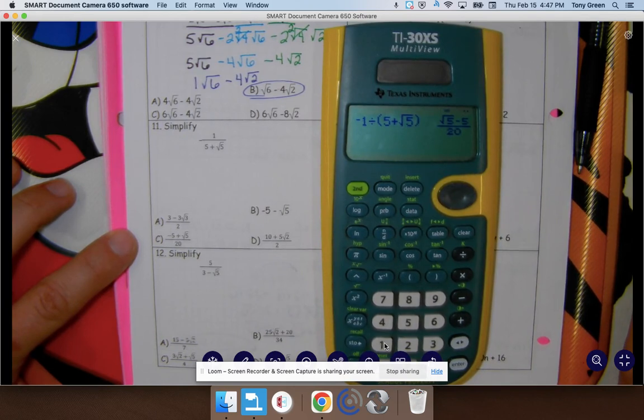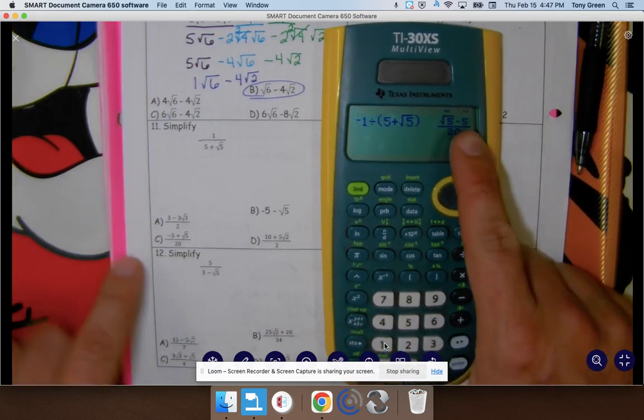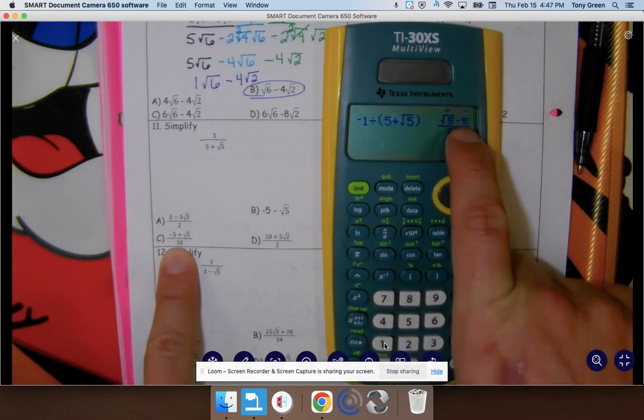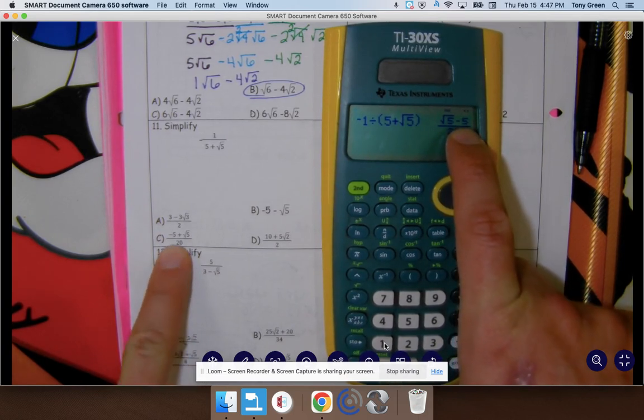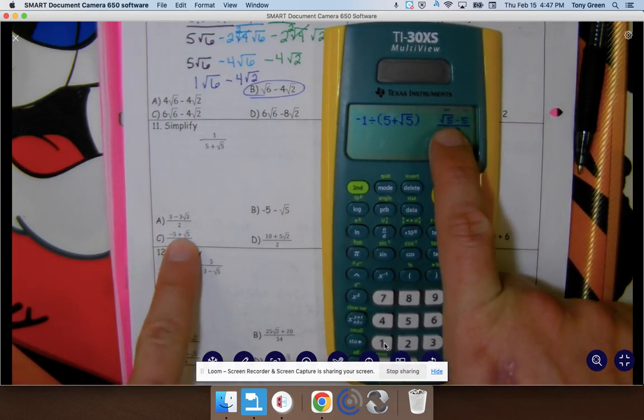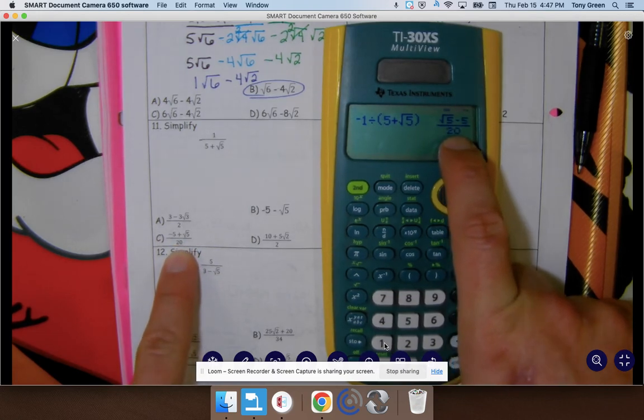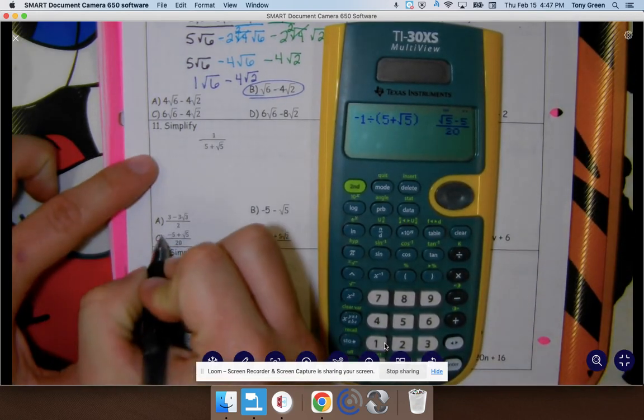Oh, no, this answer has it just written with the coefficient first. Negative 5 plus the square root of 5 all over 20. So C.